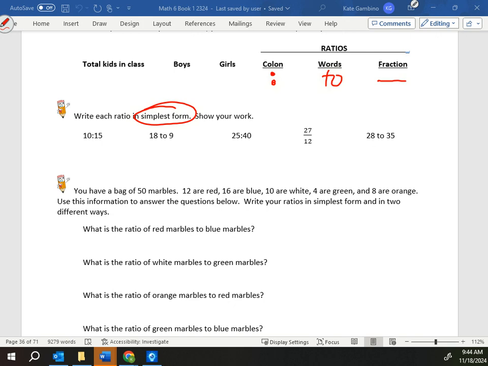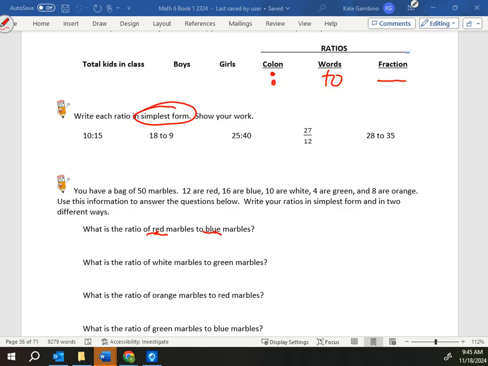Remember, we always put it in order of the words. If it says red marbles to blue marbles, our first number is going to be red, our second number is going to be blue. So you might want to make a note, put in order. Whatever the question is, put your answer in the same order as the question. So your answer has to be in the order of the question. So if it said blue marbles to red, you have to make sure that you do it backwards.